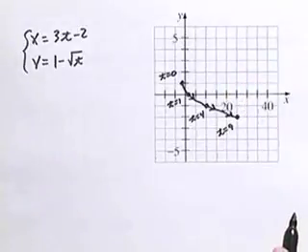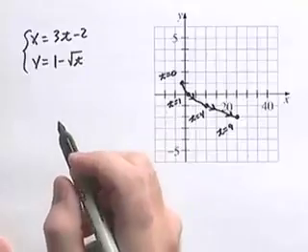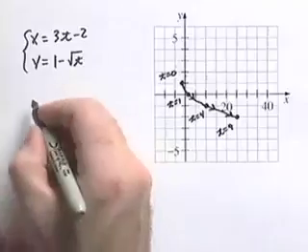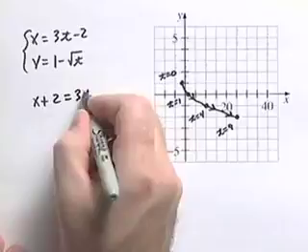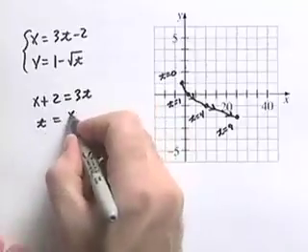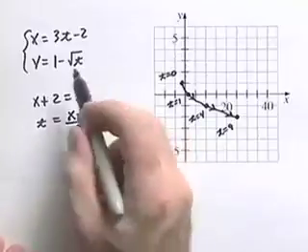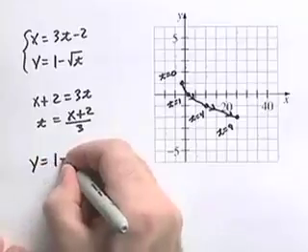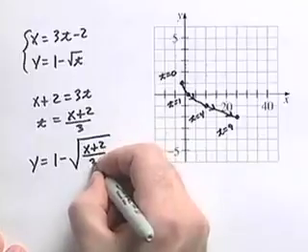The next thing we need to do is find the rectangular equation for this curve. To do that, we need to eliminate the variable t from our equation. We're going to start by solving this first equation for t. So we're going to have x plus 2 is equal to 3t, which will give us that t is equal to x plus 2 divided by 3. If we substitute this result for t into our second equation, we'll get that y is equal to 1 minus the square root of x plus 2 divided by 3.